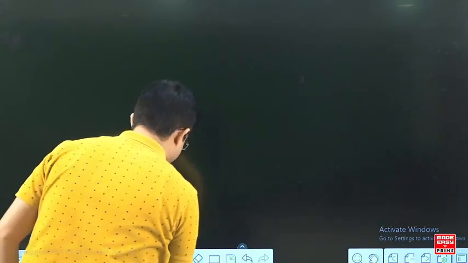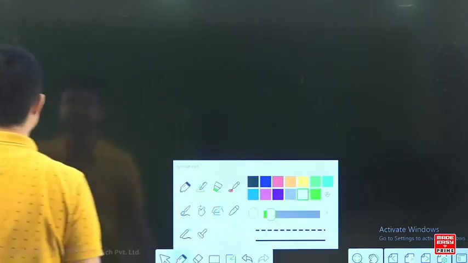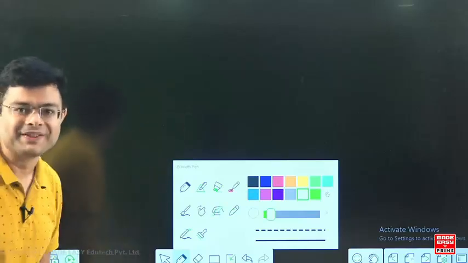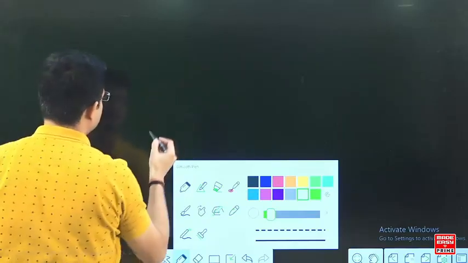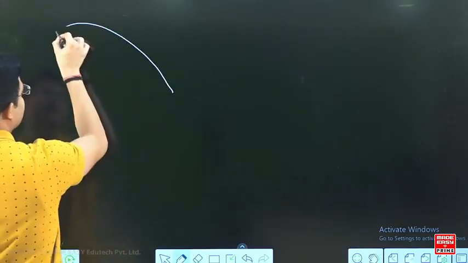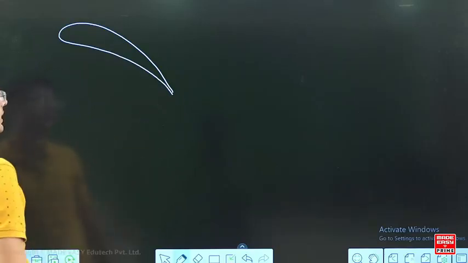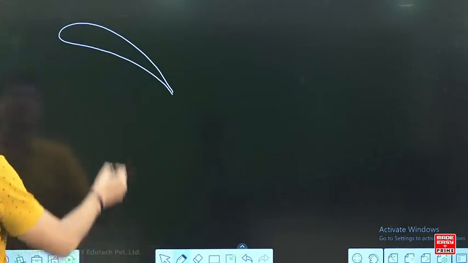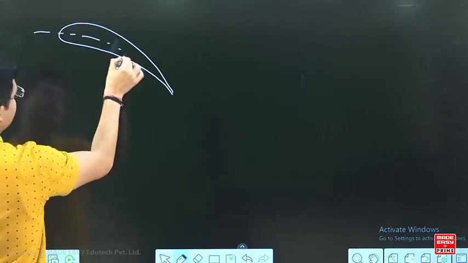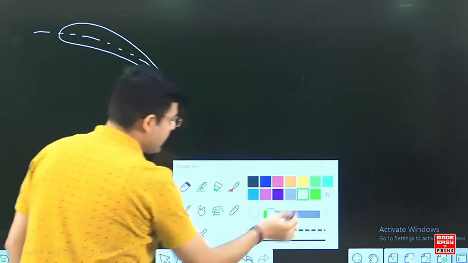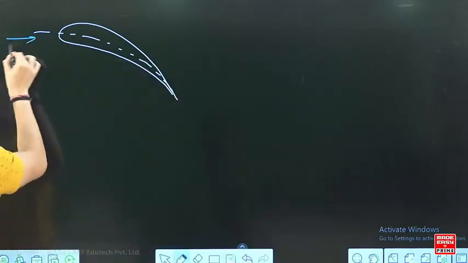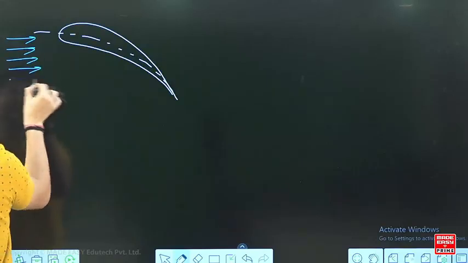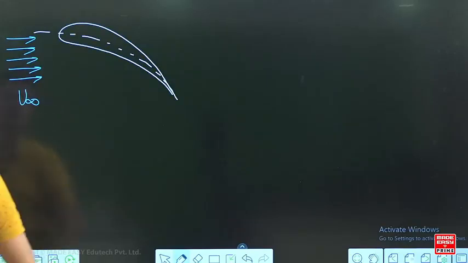Chaliye, let us go for drag and lift. Look here. Very interesting. We will enjoy. For example, let us say that there is some aerofoilic shape, something like this. And this aerofoilic shape is kept in a fluid which is coming in at a speed of u infinity.